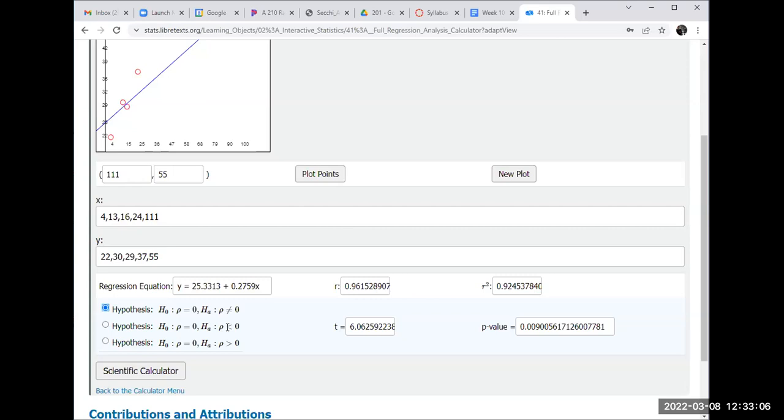Okay. If you just want to find out if they're correlated, and a lot of times you want to find that out because if they're not correlated, then don't even bother using this data to try to get any kind of relationship. But if you just want to find out, is this useful, then you're going to go for the not equal to. So we go for the not equal to.